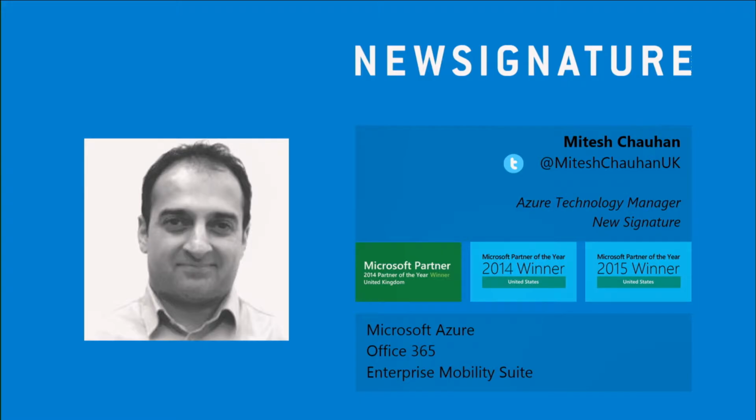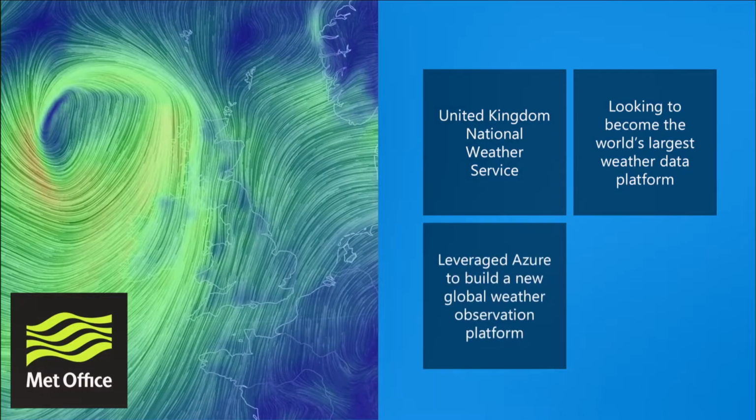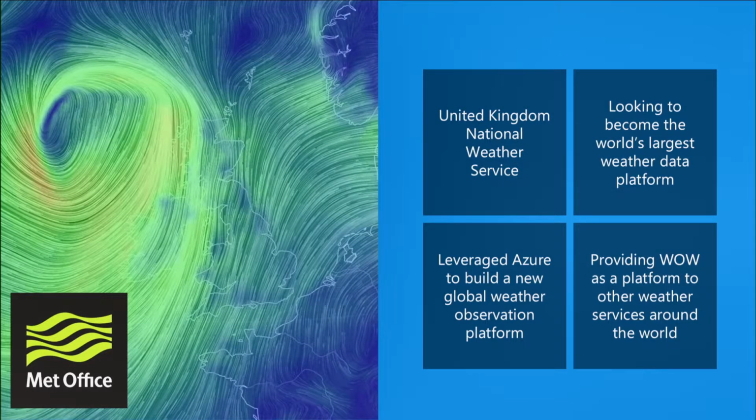Hello, everyone. Can you hear me? Cool. Hi, I'm Mitesh, and I work for New Signature, based in the UK. We were the Partner of the Year in 2014 and US Partner of the Year 2014-2015. Our primary focus is around Microsoft Azure, Office 365, and the Enterprise Mobility Suite. So we're here today to show you what we did for the Met Office, which is the official weather service in the United Kingdom.